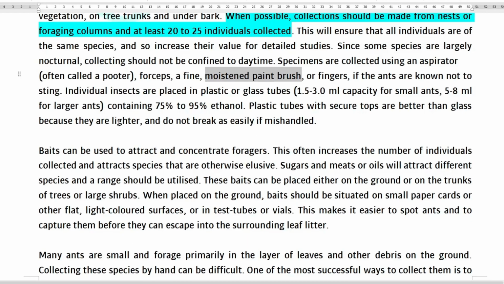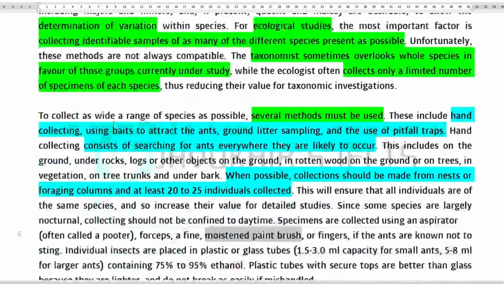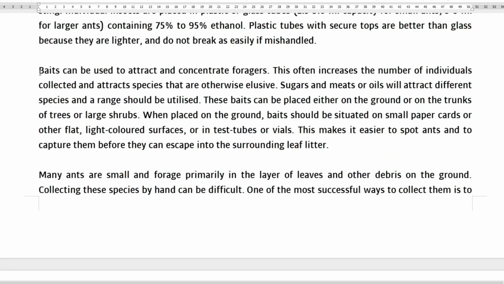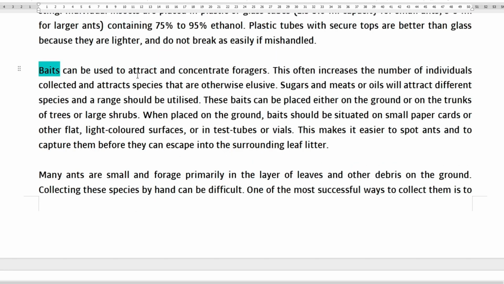Alright, so wet habitats. We have wet habitats here. Baits can be used. Okay, we have baits, using bait. Baits can be used to attract and concentrate foragers. This often increases the number of individuals collected and attracts species that are otherwise elusive.